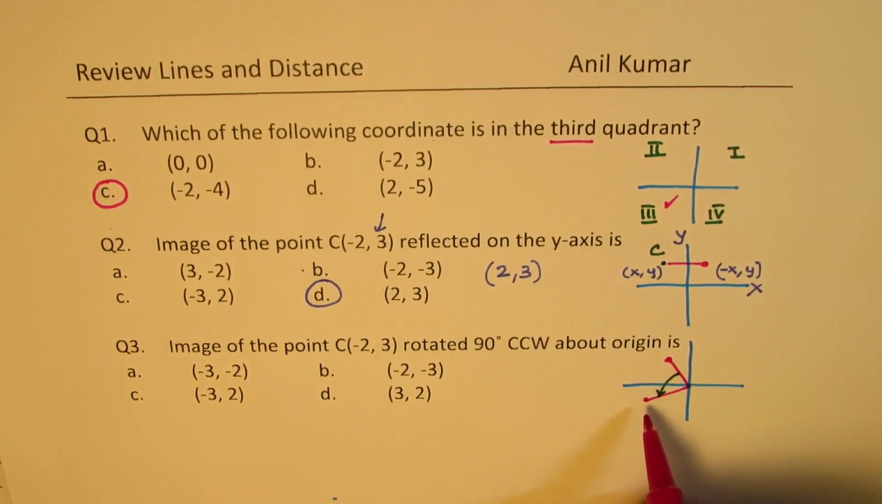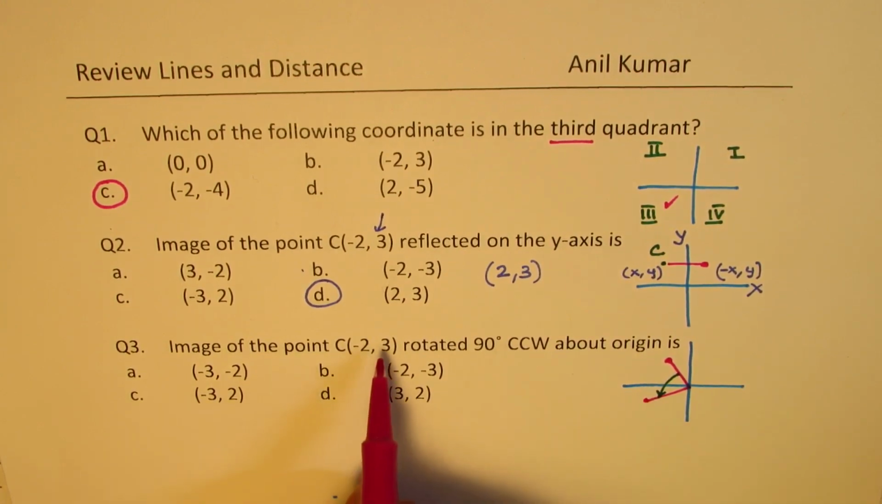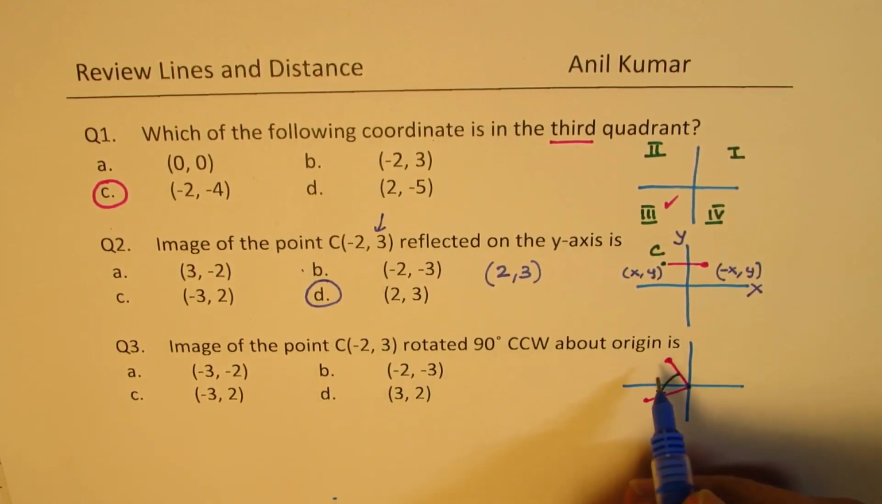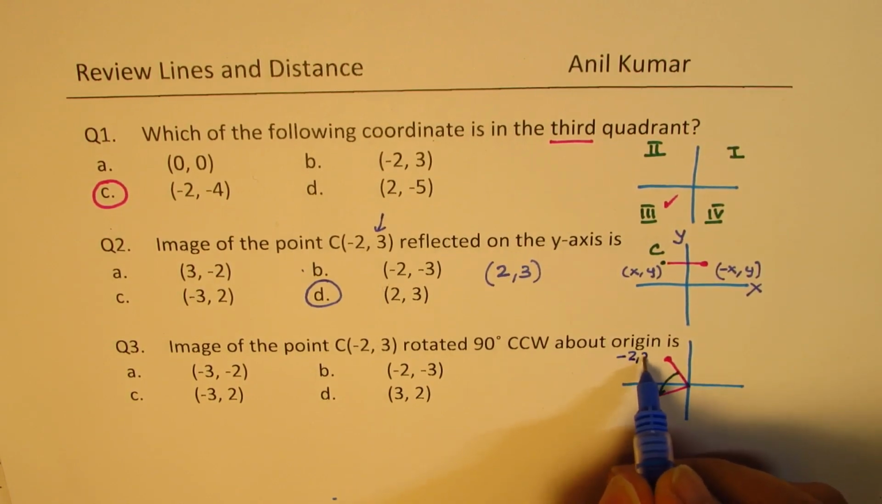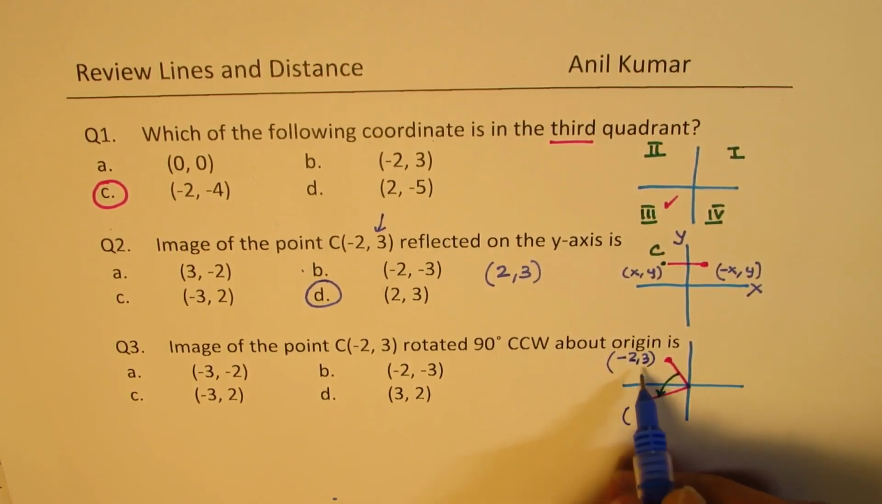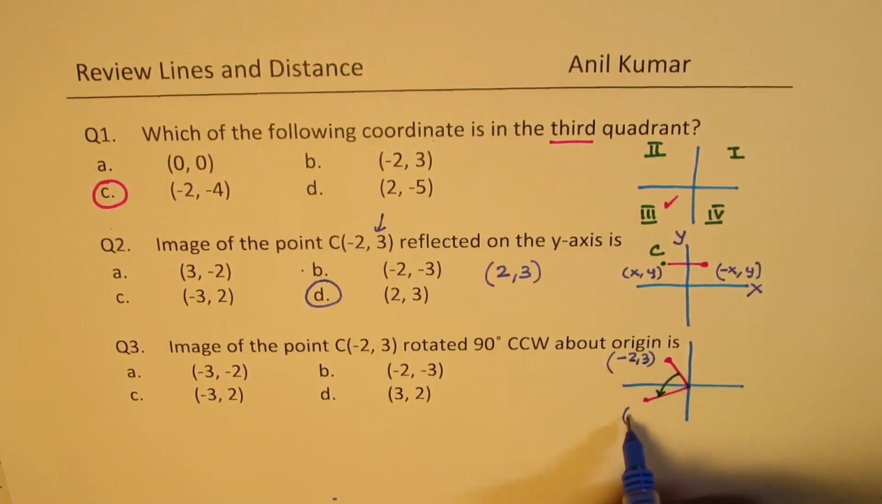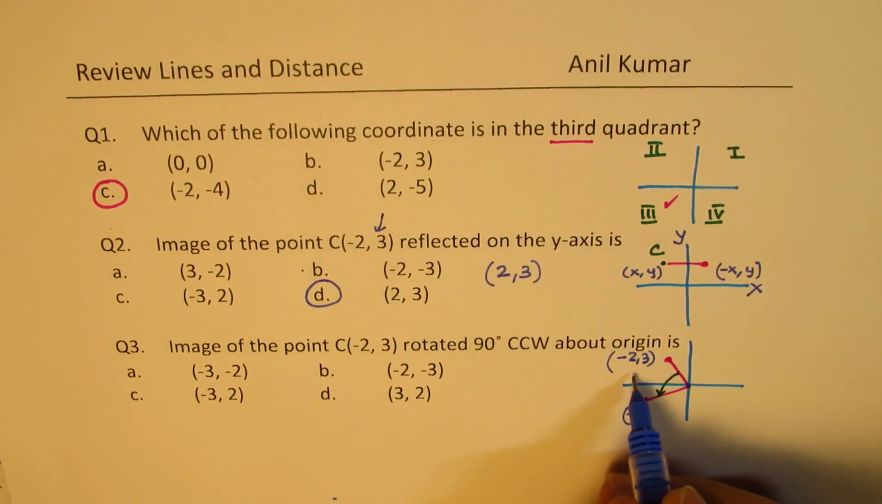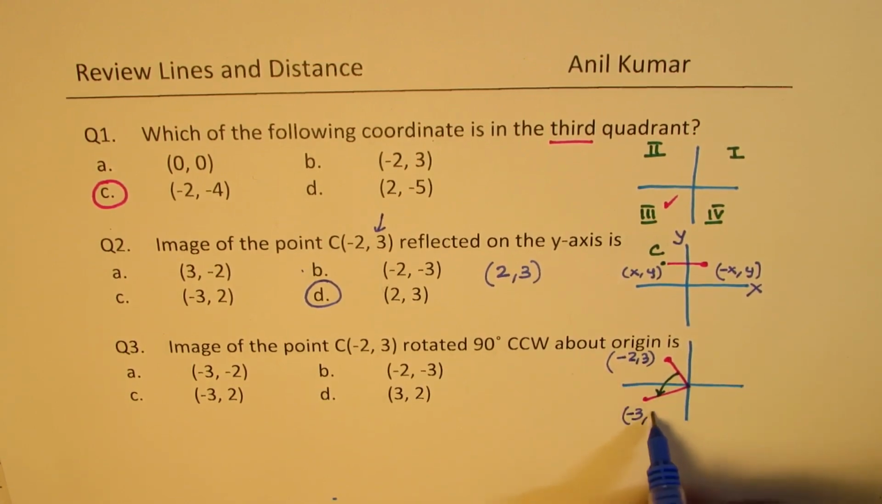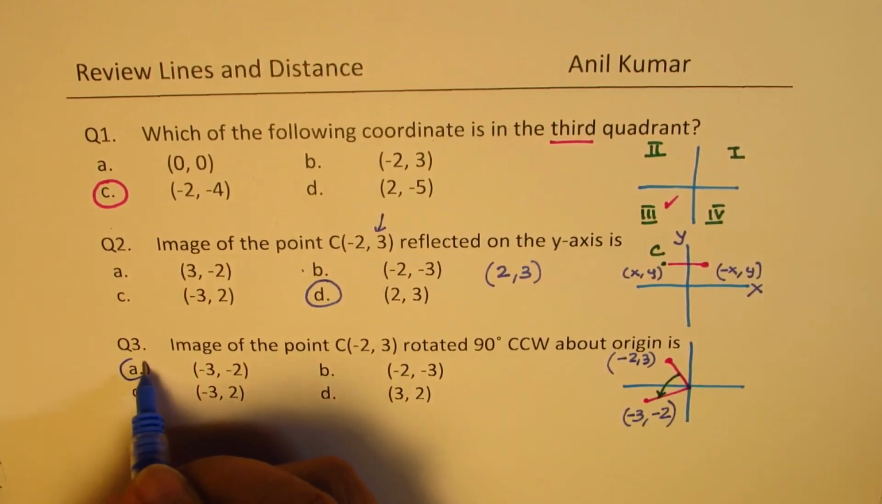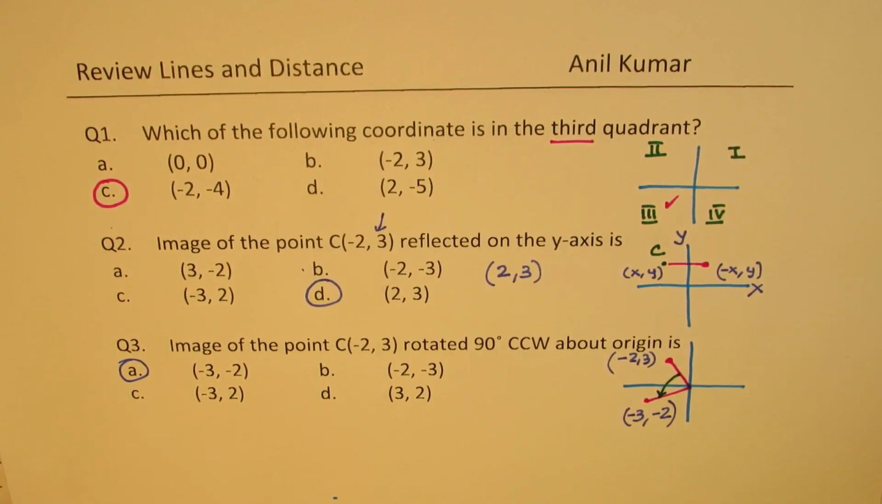Now at this point, what really happens is that the coordinates swap, right? So here it was minus 2, 3. So when you write on this side, then 3 becomes the x coordinate, right, and the sign changes, and the y value becomes minus 2, right? So minus 3, minus 2 will be our answer, which is option A. Is that clear to you? So that is how we are going to answer this.